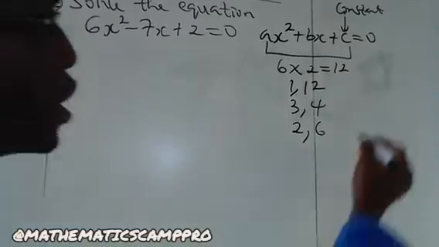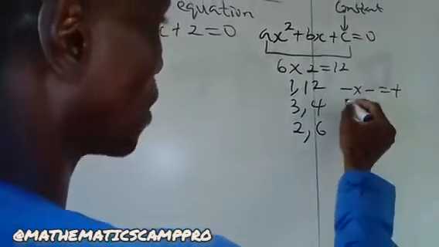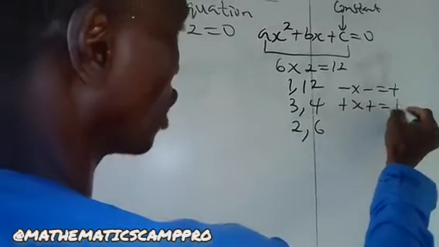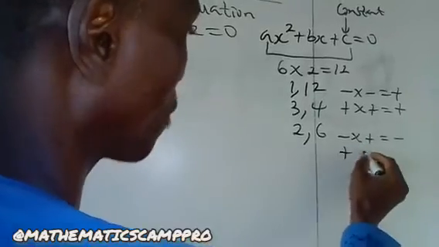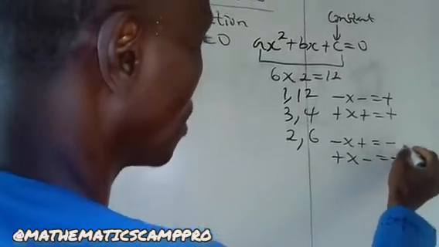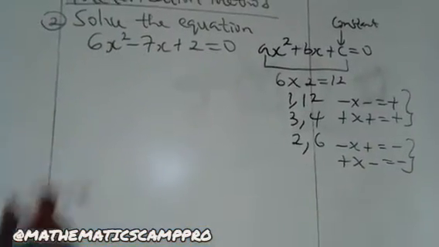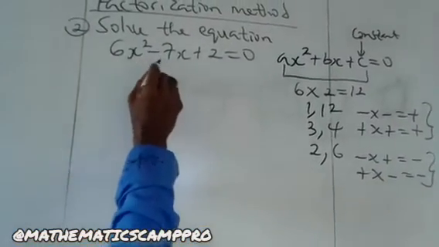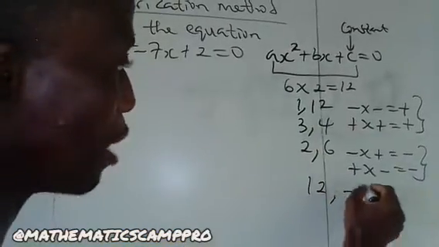Now, to digress a bit, minus times minus is going to be plus. Plus times plus is going to be plus. Minus times plus is going to be minus. Plus times minus is going to be minus. Please, viewers at home, take this in. Now, we want to get minus 7 and also 12. What we have now is 12, minus 7.